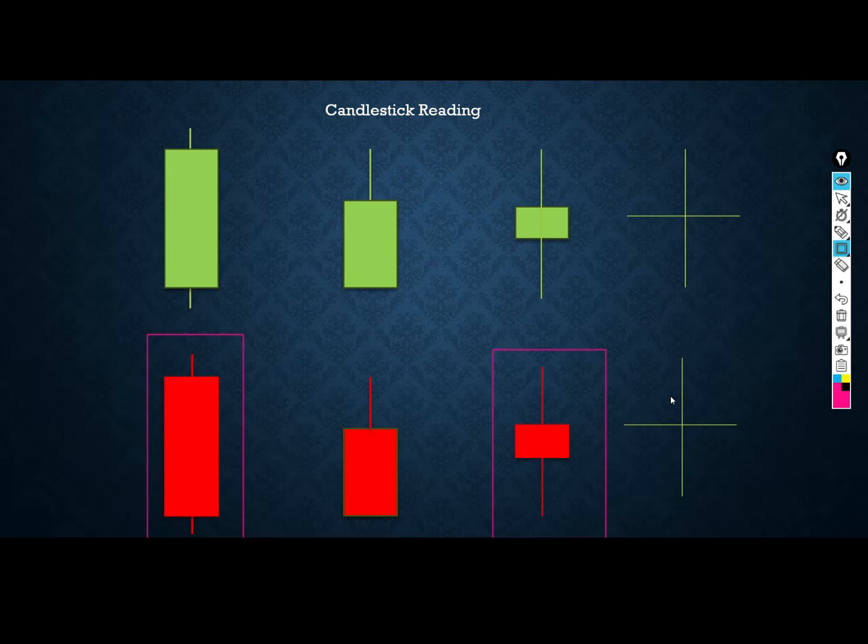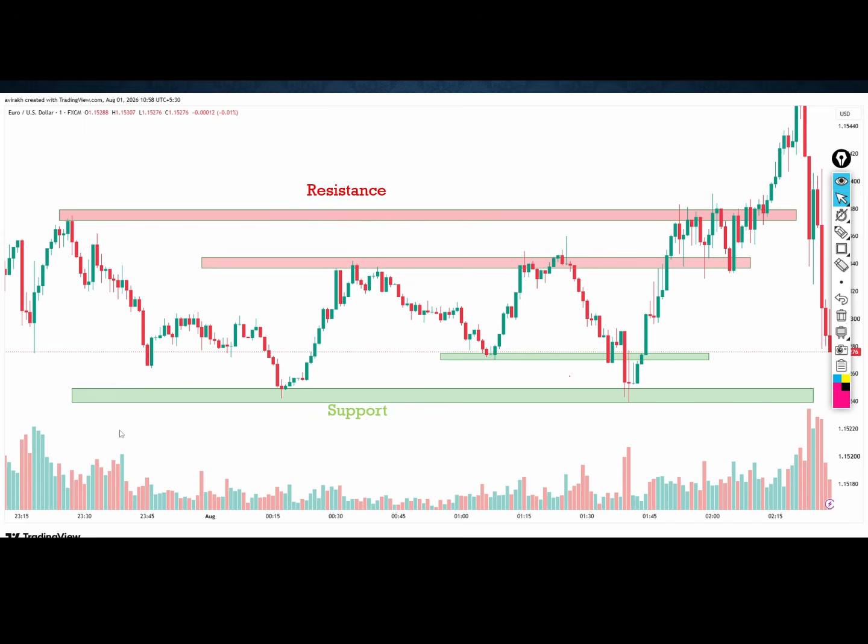But remember, a single candle alone is never enough to make a trading decision. In the upcoming videos, we will learn how to combine candlestick strength with market structure, trend direction, and other confirmations to identify higher probability trading opportunities. Now, next, support and resistance. Support and resistance are among the most important concepts in technical analysis.